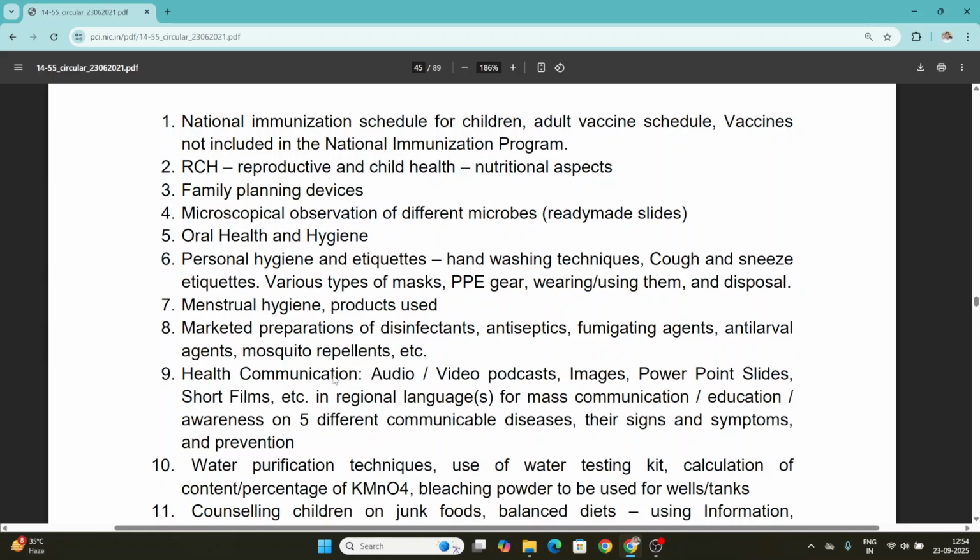6. Personal hygiene and etiquettes. Hand washing technique. Cough and sneeze etiquettes. Various types of masks. PPE. Menstrual hygiene products used, marketed preparations, disinfectants, antiseptics, fumigating agents, antiviral agents, mosquito repellents, etc.